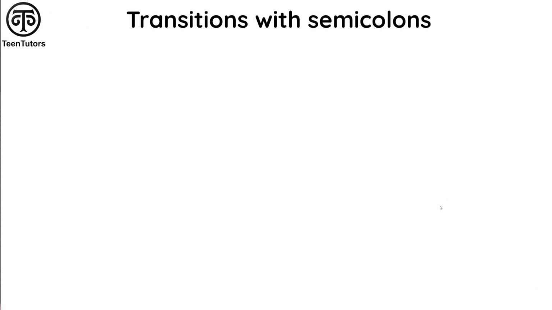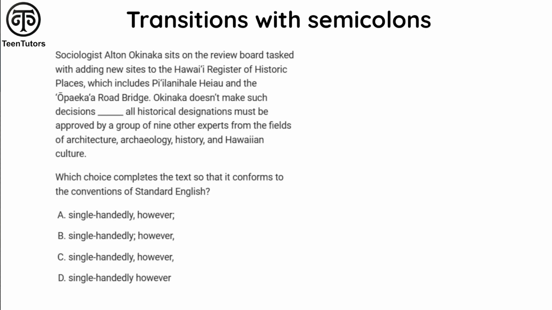Now continuing, the next thing you have to understand is transitions with semicolons. So what's going to happen in these questions is, first of all, we're going to have to determine if we have a semicolon. And second of all, if we do have a semicolon, where do we put the transition? The transition here being the word however, right? So the first thing I'm going to do is let's just cross out this word however and just figure out if we need a semicolon.